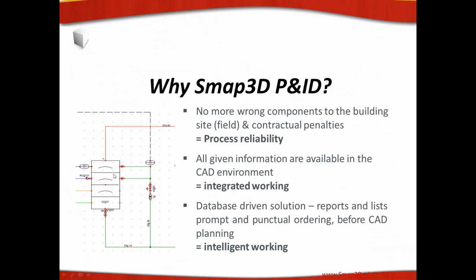You can see here where the component has identifiers and labels and so forth that go along with the component itself. What component is being purchased, for instance, what vendor it's being purchased from and the like. All this information is great, and it's integrated with the CAD platform as well. Once again, database driven, with reports, lists, prompts, and punctual ordering before the CAD planning goes into place. You can also have all of that completed for you just using the P&ID package.